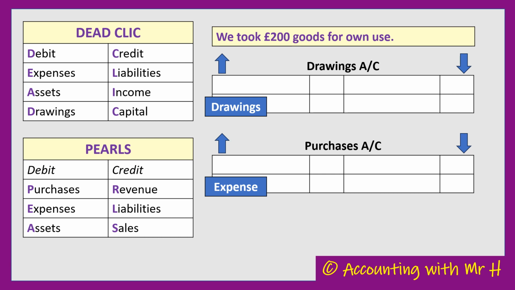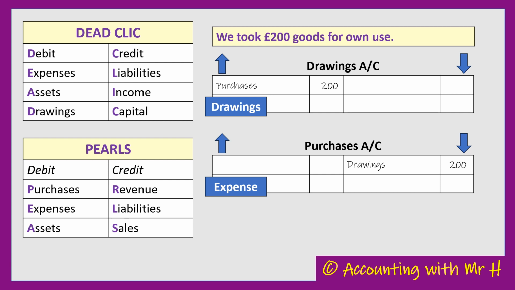So if we took £200 goods, that is a drawing. That's increased the amount of drawings we've done. So that needs to be recorded on the debit of the drawings account. There it is. But it has reduced the purchases because although these goods were purchased through the business, the owner has then taken them. So in essence, they're not a purchase as such of the business. We don't want to include them as a cost of the business because the owner has taken them for themselves. So we are going to credit the purchases account to reduce the value of the purchases.